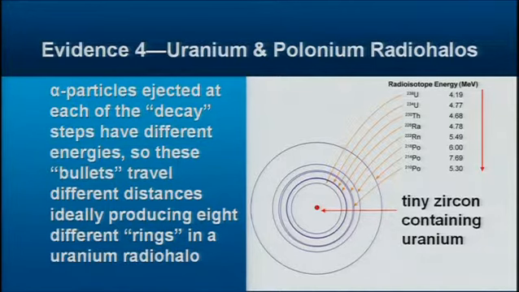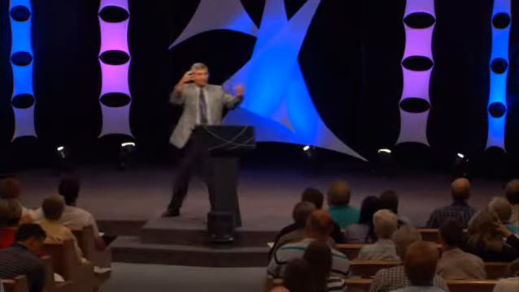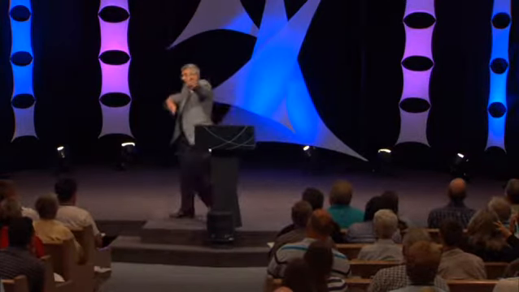Now, interestingly, each of these steps, and I said there are 8 steps from uranium down to lead, every one of those steps produces alpha particles or bullets of different energies. What does that mean? It's like having a handgun versus a rifle. The rifle's got to shoot the bullet further than the handgun. And so these alpha particles go different distances, and so the sphere of discoloration is at different distances according to what element in that decay chain shot out those little bullets.